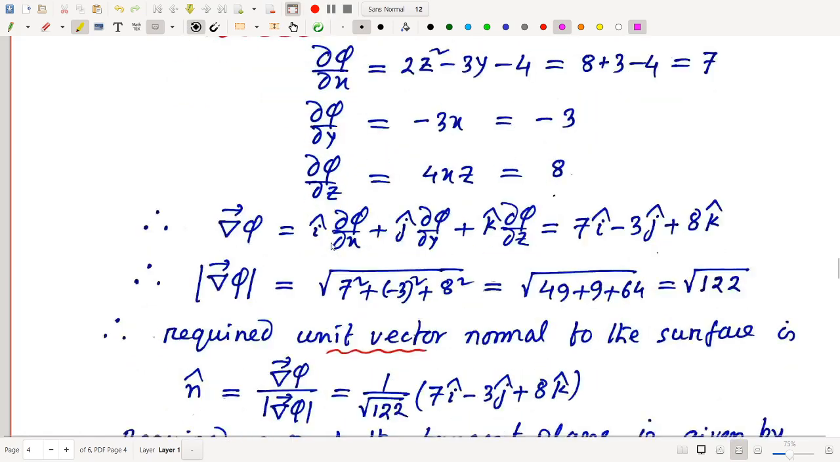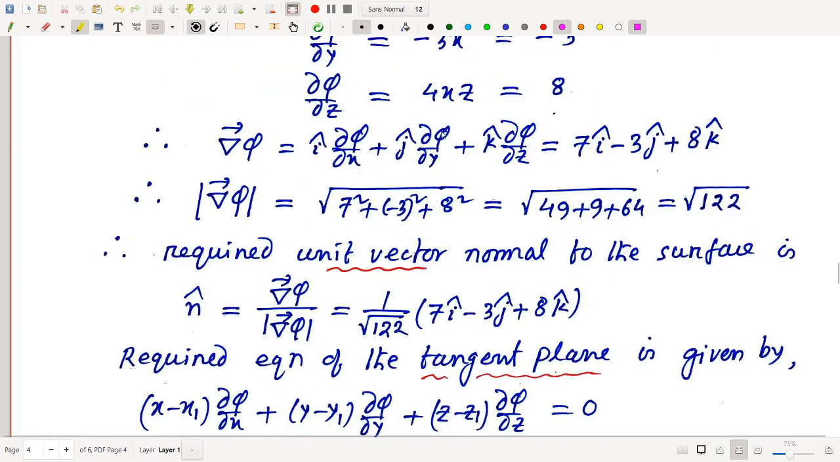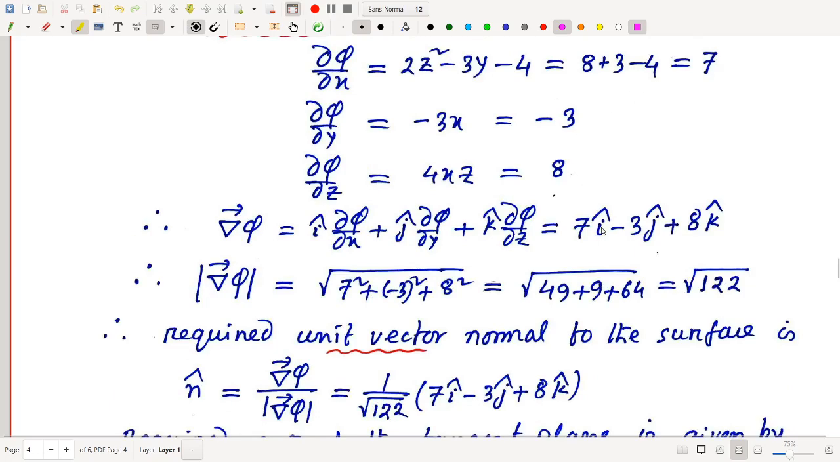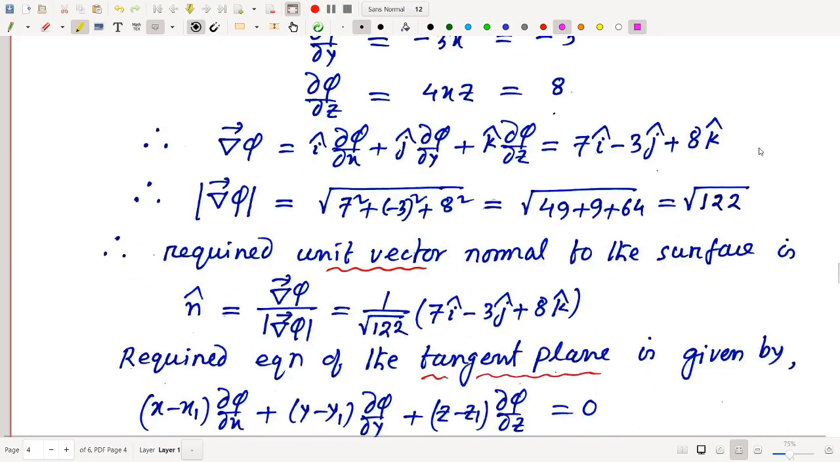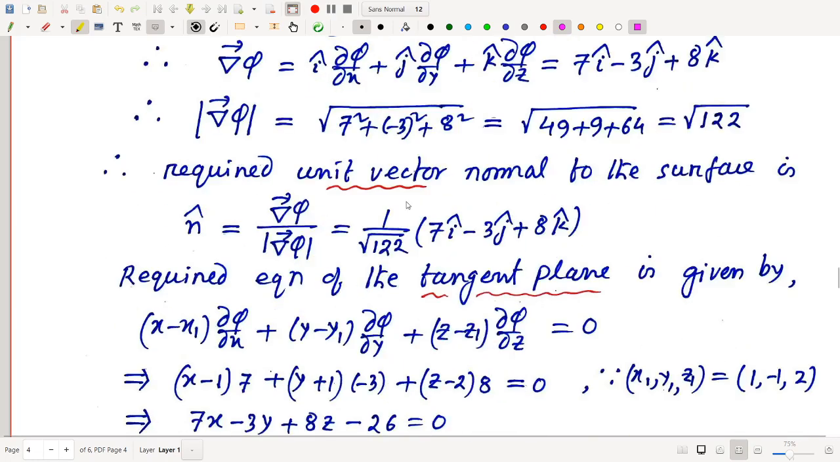Now grad phi is i del phi by del x plus j del phi by del y plus k del phi by del z. i, j, k are unit vectors. So putting the values here, 7, minus 3 and 8, we have got this as grad phi. Therefore mod grad phi is root over 7 square plus minus 3 square plus 8 square, the squares of the coefficients of i, j, k. We are getting root over 122. So therefore the required unit vector normal to the surface is n cap equal to grad phi by mod grad phi, that is 1 by root over 122 times (7 i cap minus 3 j cap plus 8 k cap).